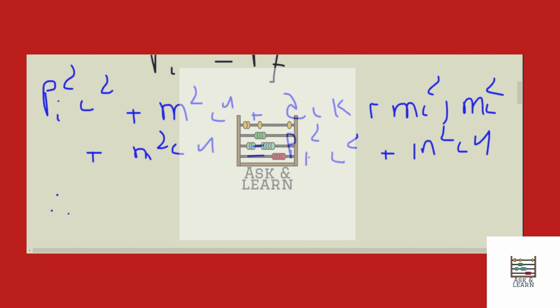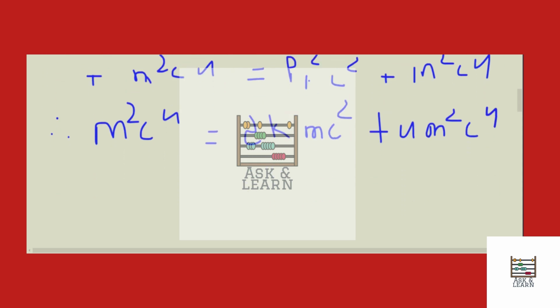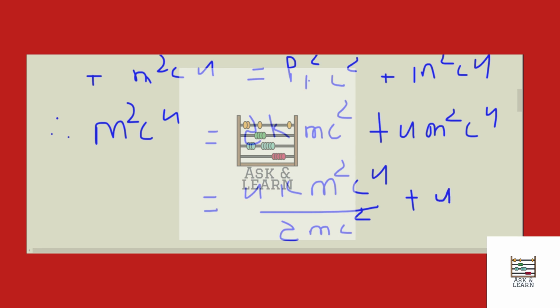Therefore, M square c to power 4 is equal to 2K mc square plus 4m square c to power 4, is equal to 4K m square c to power 4 upon 2mc square plus 4m square c to power 4.